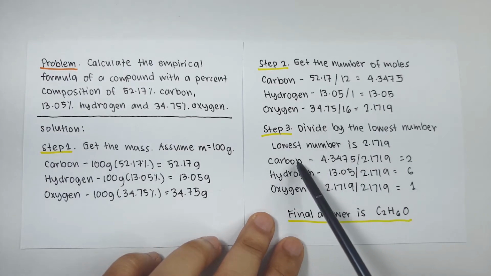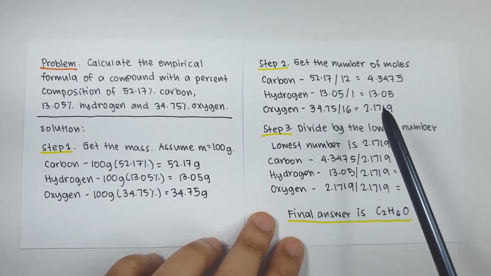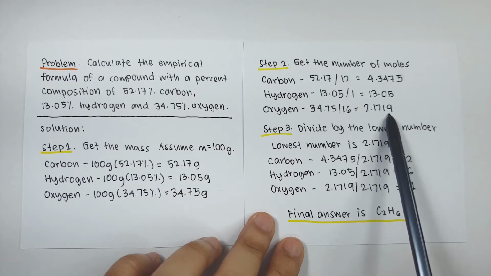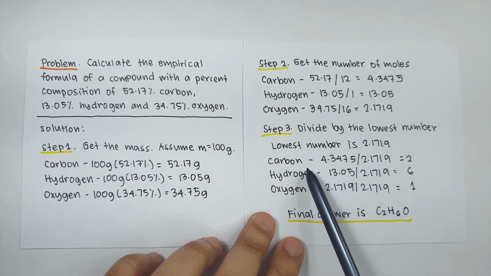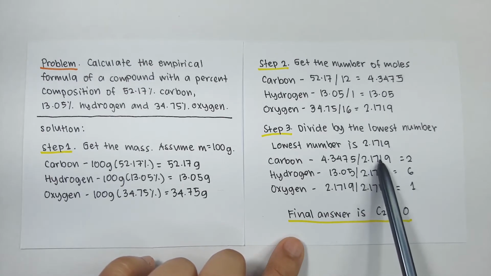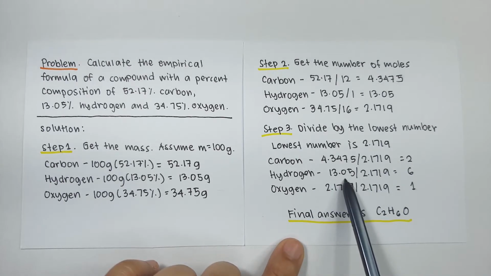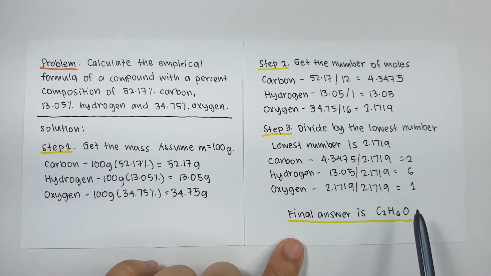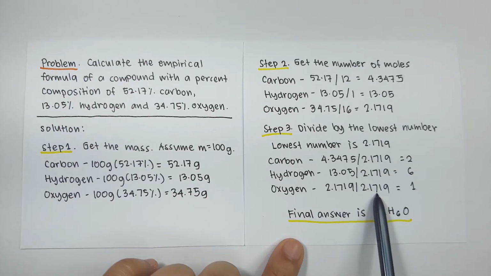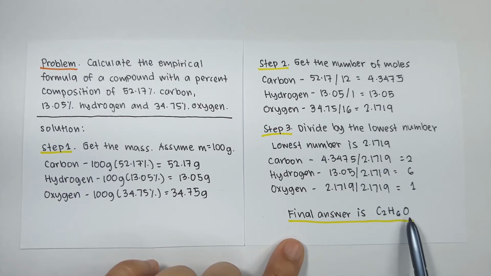Step number 3 is divide by the lowest number. So, yung lowest number natin from step 2 is 2.1719. So, ito silang tatlo, we will divide it by 2.1719. So, for carbon, 4.3475 divided by 2.1719, that is equal to 2. Hydrogen, that is 13.05 divided by 2.1719, that is 6. Oxygen is 2.1719 divided by 2.1719, that is 1. So, yung final answer natin ay C2H6O.